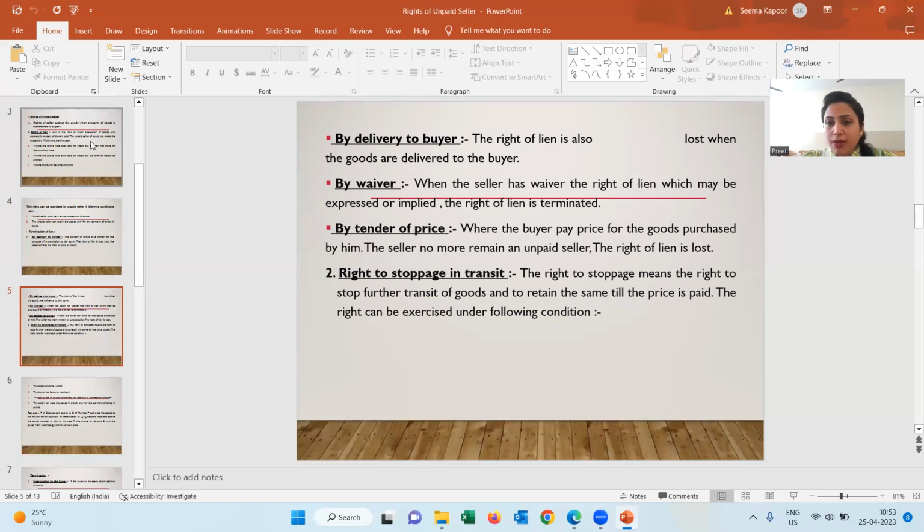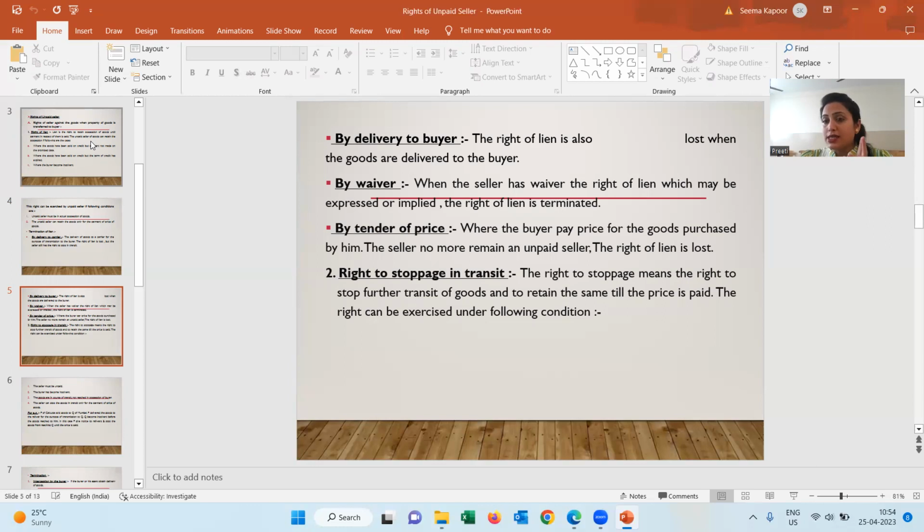Secondly, by delivery to the buyer. Obviously, if the goods have been delivered to the buyer, then the right of lien is lost. Third, by waiver. When the seller has waived the right of lien, which may be expressed or implied, the right of lien is terminated. Fourth, by tender of price. Tender of price means the buyer has already paid the price for the goods. Then the seller no longer remains an unpaid seller and the right of lien is obviously lost.